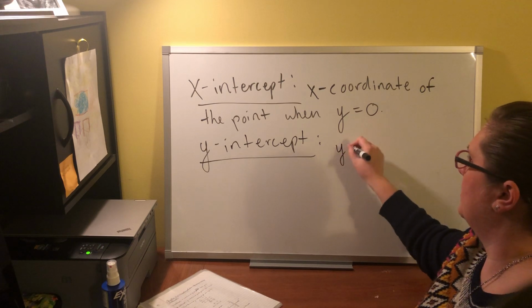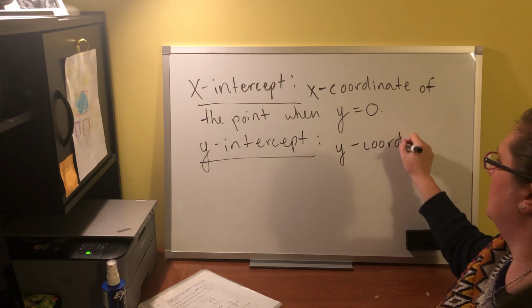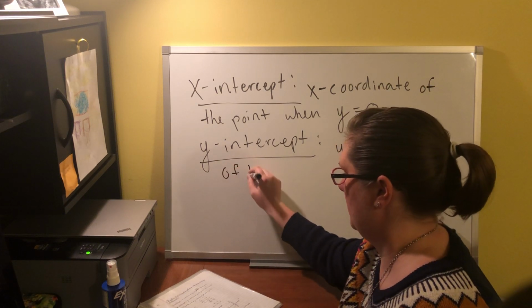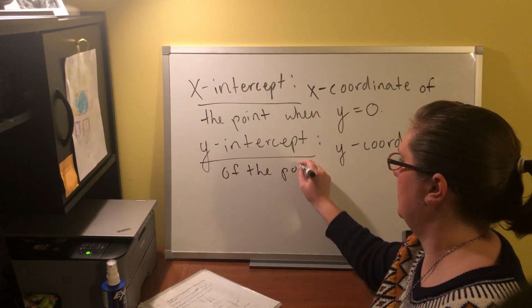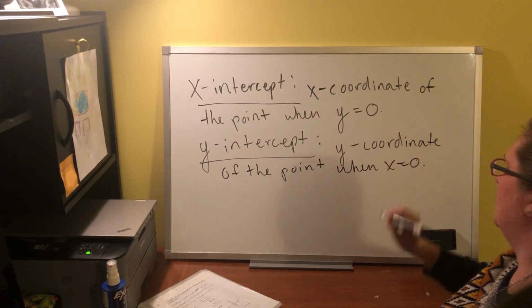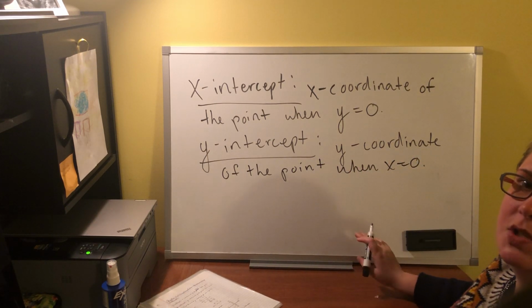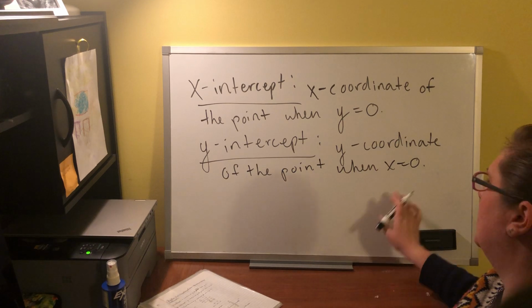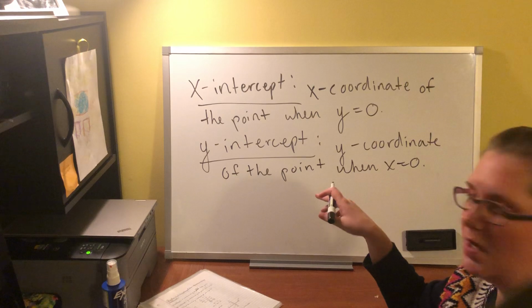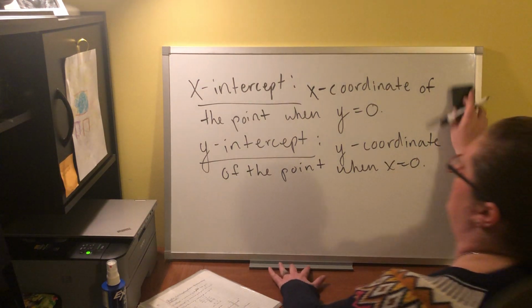Next, we have what is called the y-intercept. This is the opposite, right? This is the y-coordinate of the point when x is equal to 0. So when we substitute in x as 0, we're going to end up with the y-intercept, okay? So let's go ahead and apply that to a couple problems.